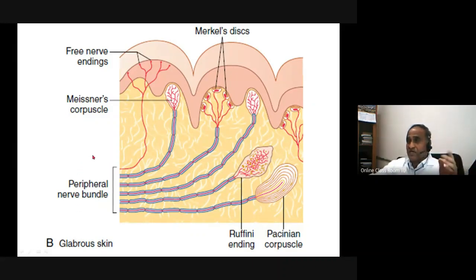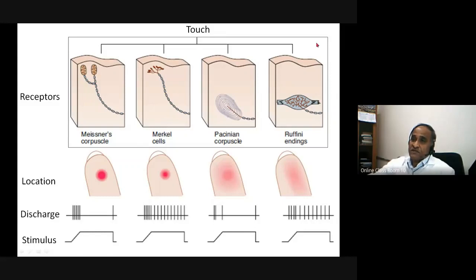So this is how the various receptors are distributed under the skin, the dermis and the epidermis, and their association with the hair follicle, hairy areas and non-hairy areas. How these receptors behave, or how these receptors identify.